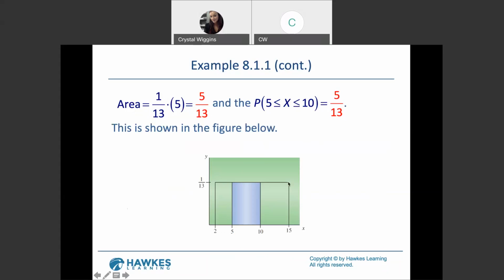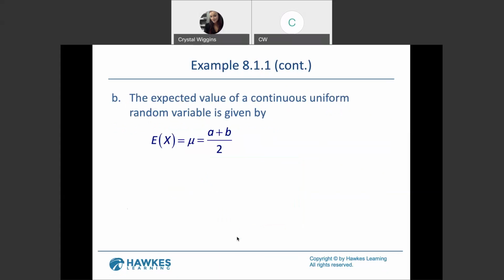It's assumed to be uniform as stated in the problem. The height was calculated by 1 over b minus a. The 5 to 10 is shaded in blue. That's the area or the probability that this would occur, that the response time would be between 5 and 10 minutes. And that's why the probability calculation was simply length times width, because with uniform distributions, all of the probabilities are going to be rectangles.